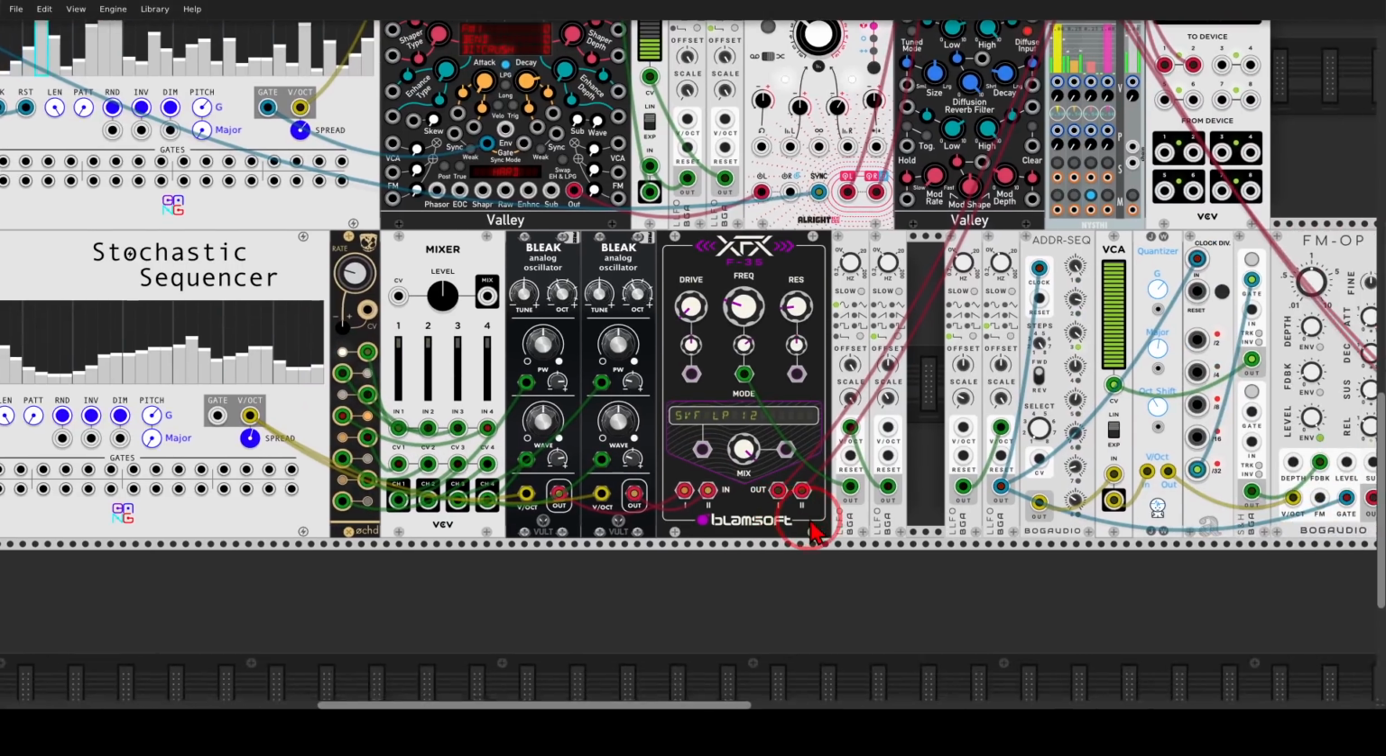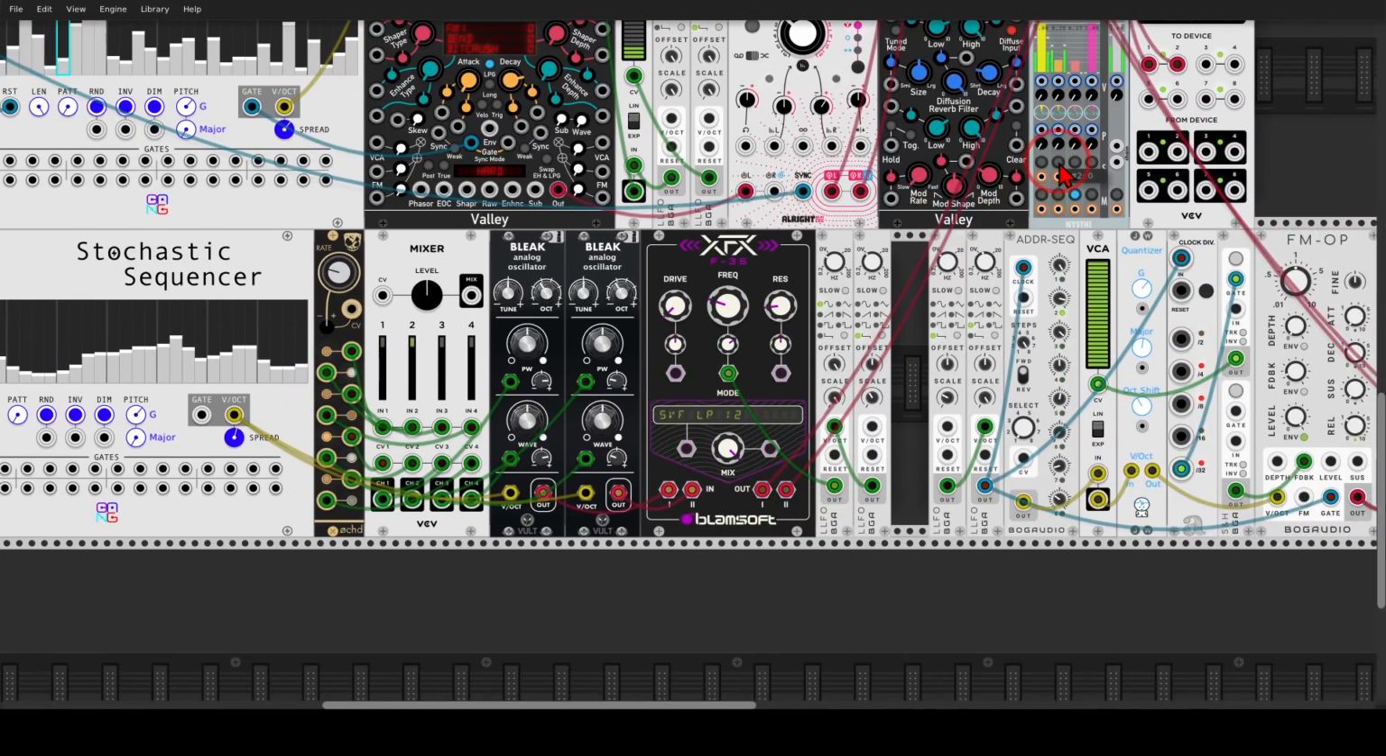And now here I'm using an LFO. I will solo this actually so you can hear it. I'm using an LFO to modulate the cutoff point of the filter, and the rate of this LFO is being modulated by sample and hold. So let's listen to this for a second. You can hear the change in frequency.